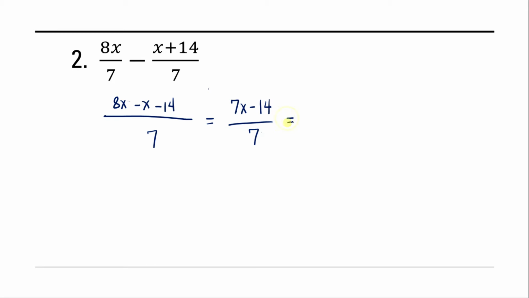Again, let us factor out para makita natin kung meron bang pwedeng i-cancel. 7x minus 14 can be factored out as 7, then 7x divided by 7, that is x. Negative 14 divided by 7 is negative 2. And in this, we can actually cancel out 7. Cancel out 7, ang matitira na lang sa sagot natin is x minus 2. And that is already our answer.